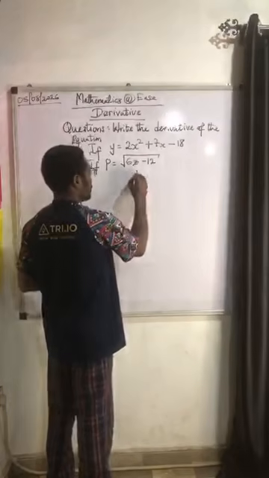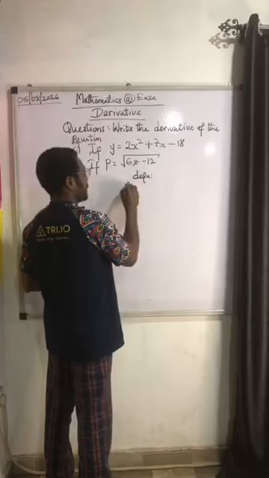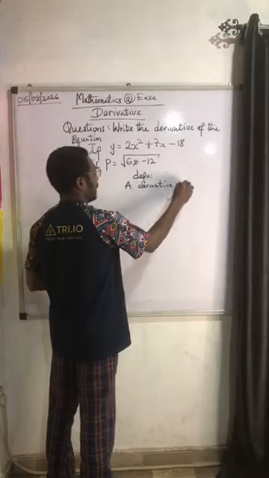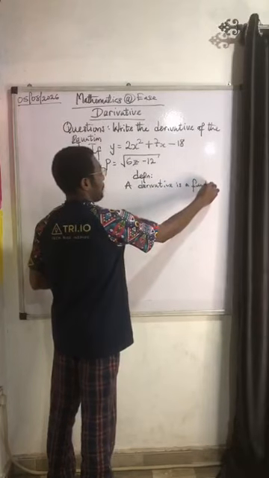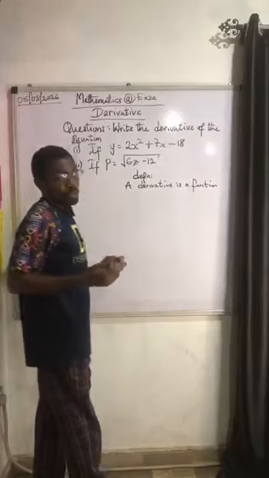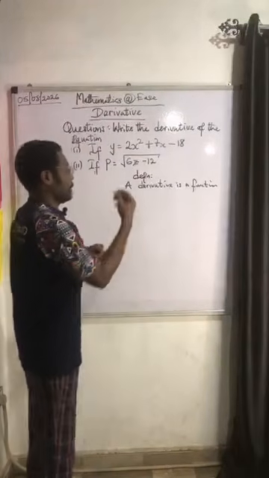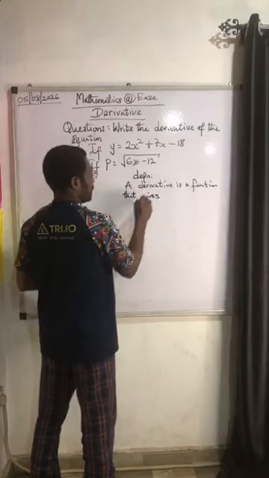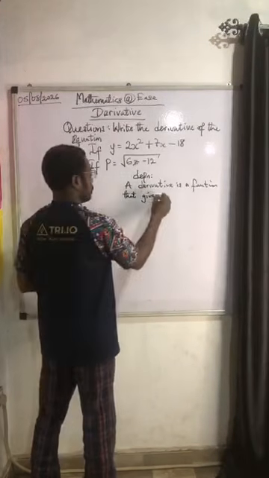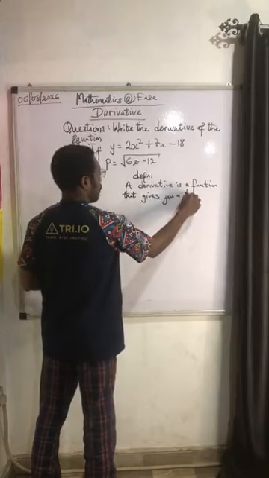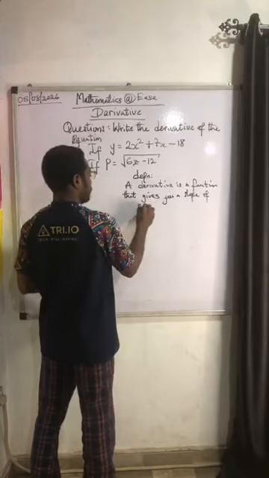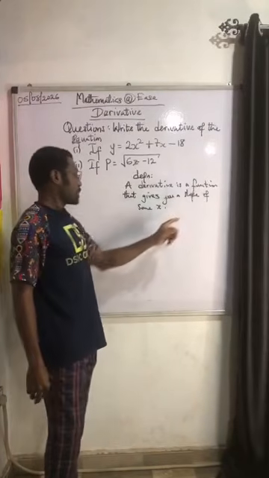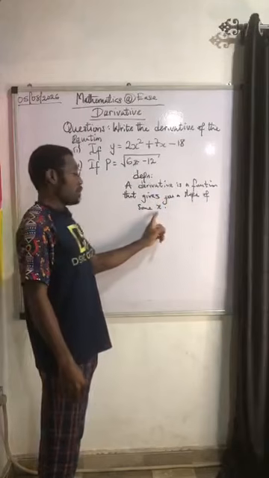Now, definition. A derivative is a function. Now, you talk about what function? A function that gives you what? A slope of some x. Okay, so we say a derivative is a function that gives you a slope of some x.